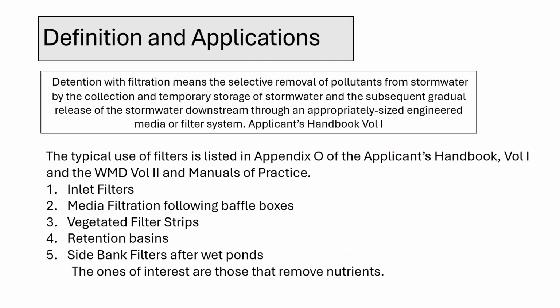Detention with filtration is defined as the selective removal of pollutants from stormwater through the collection and temporary storage of that stormwater, followed by its gradual release downstream through an appropriately sized engineered media or filter system. This definition comes directly from the Applicant's Handbook, Volume 1.